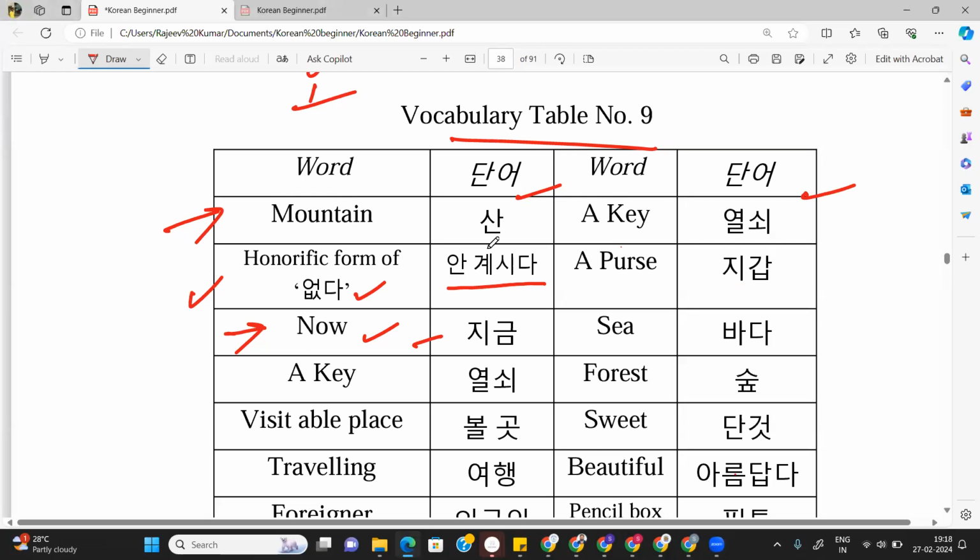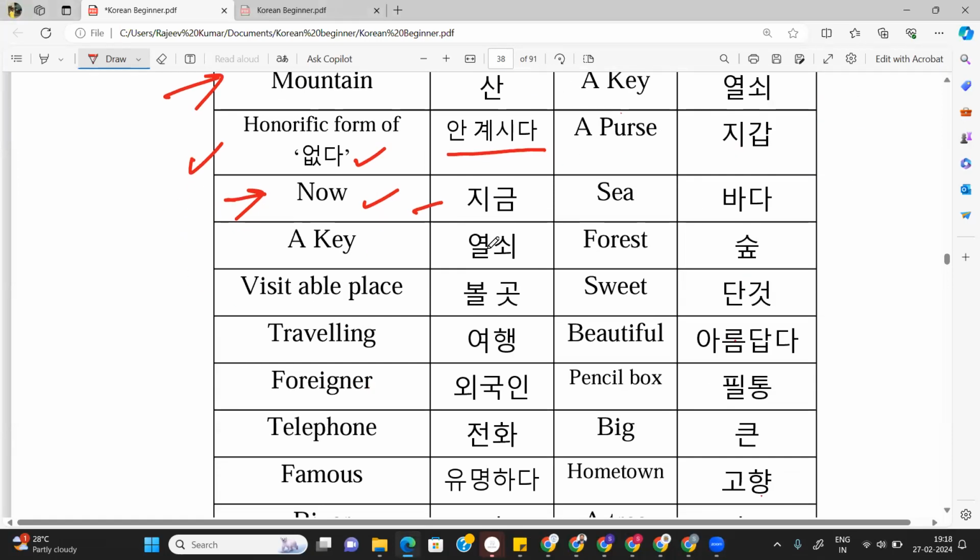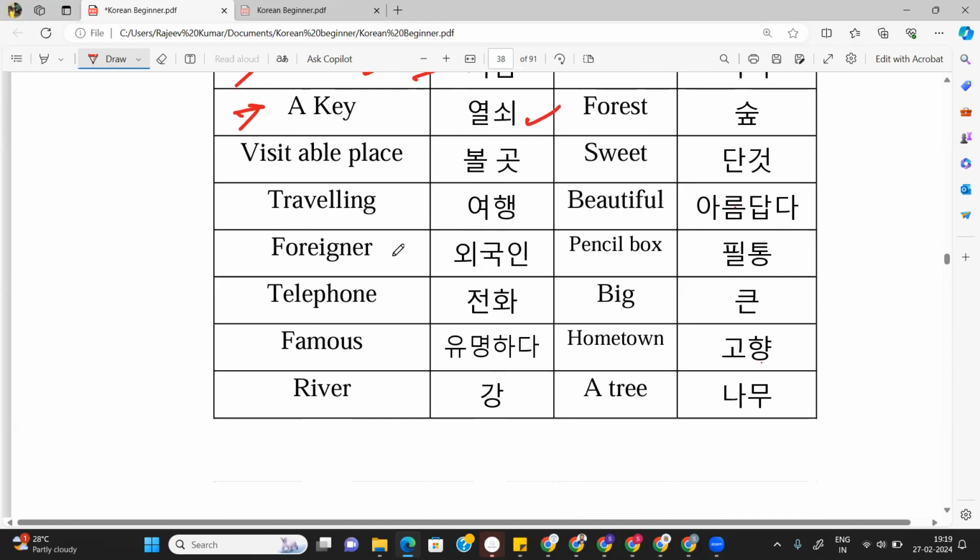Jigam, jigam. Jigam, jigam. A key. All soy. You all share. Next, vegetable place. Hello.